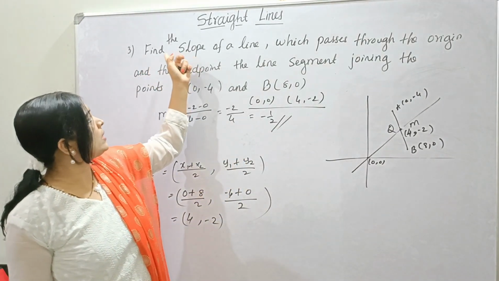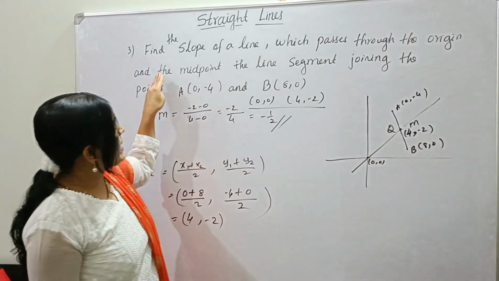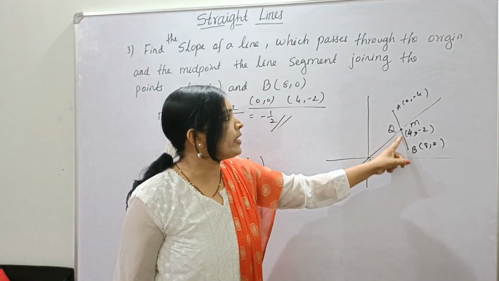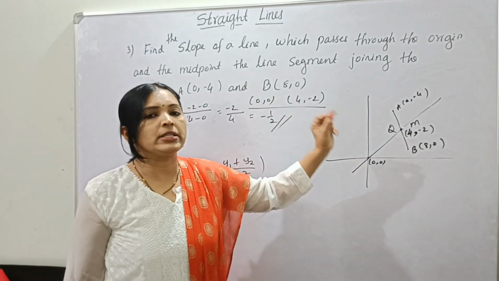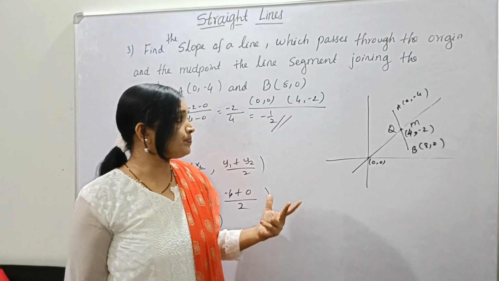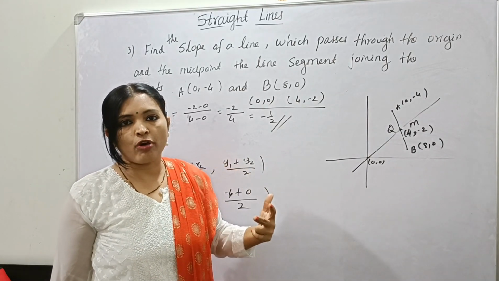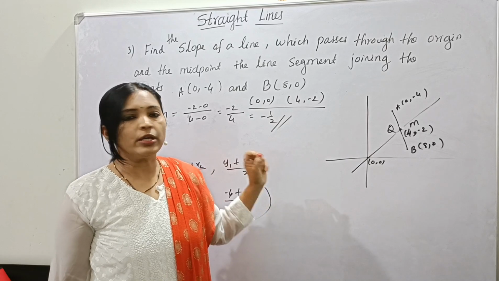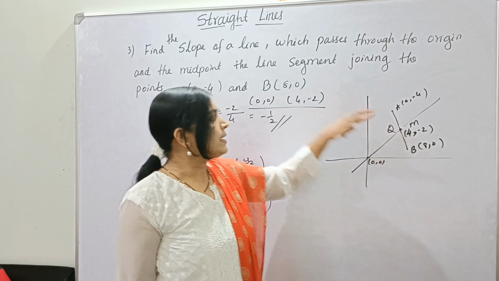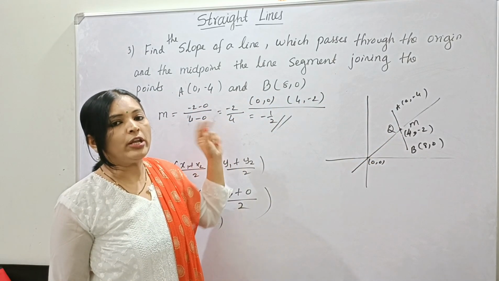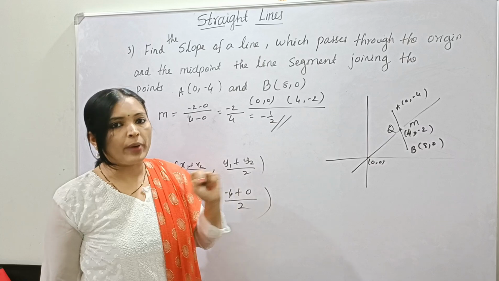We had to find the slope of the line which passes through the origin and the midpoint of the line segment joining the points (0, -4) and (8, 0). In that case, first we have to find that midpoint. You should be aware of these formulas: midpoint formula, section formula, distance formula. First find the midpoint of these points, then apply the slope formula: when two points on the line are given, slope is (y2 minus y1) divided by (x2 minus x1).